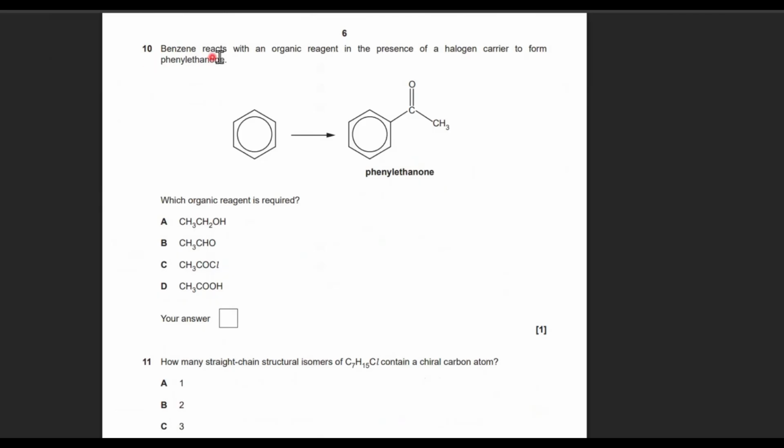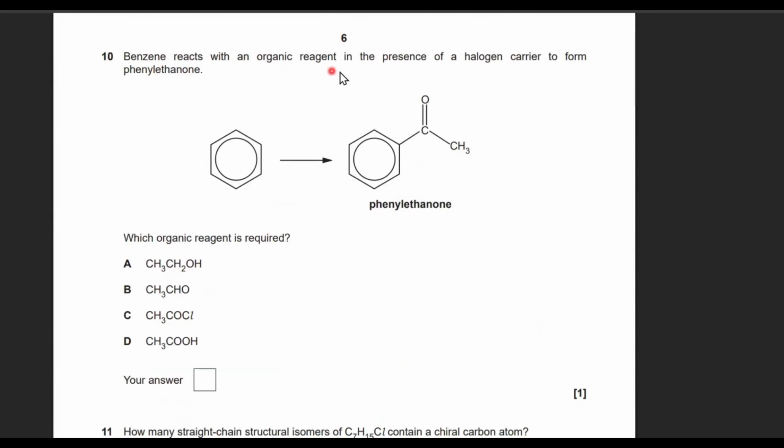Right, 10. Benzene reacts with an organic reagent in the presence of a halogen carrier to form phenyl ethanone. Okay, what is the organic reagent required? So I need to add a carbonyl group there on to benzene. Well, the top one it can't be because there's no C=O bond. There's a C=O bond in both B and C.